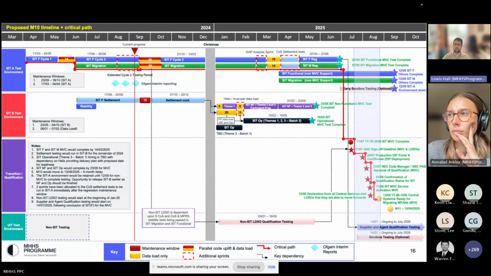Thanks, Warren. Apologies if I caused any confusion there. What we will ensure is that it is all clear in the detailed plan that goes out. I appreciate there's only so much detail we can get on this slide. So when we send the detailed plan out with the impact assessment, that will all be clear and articulated.